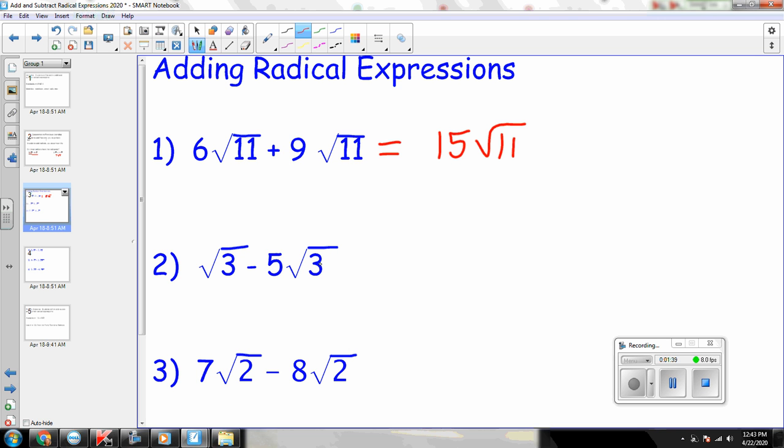On number 2, I have radical 3 minus 5 radical 3. The radicands are the same, they're both 3's. Remember, this is like a 1 radical 3. So I'm taking 1 radical 3 minus 5 radical 3. I'm taking a 1 minus 5. A 1 and a negative 5 make negative 4, and then I would have radical 3.